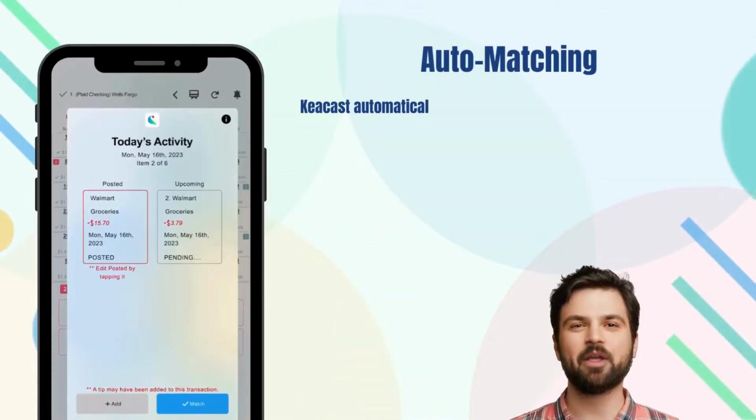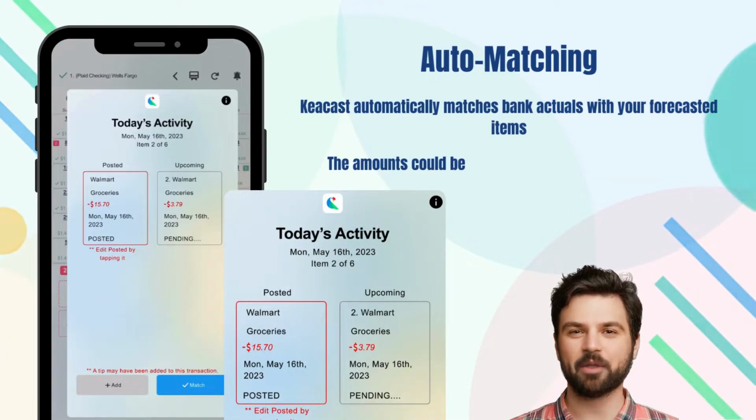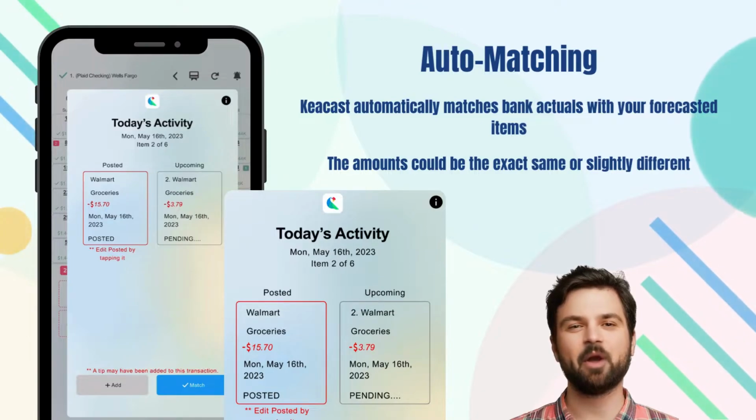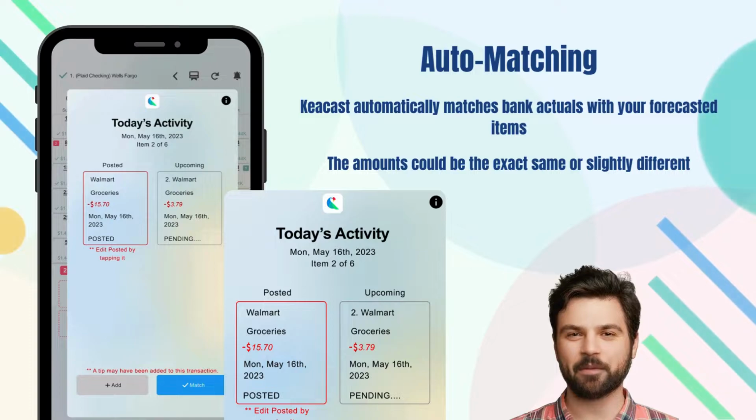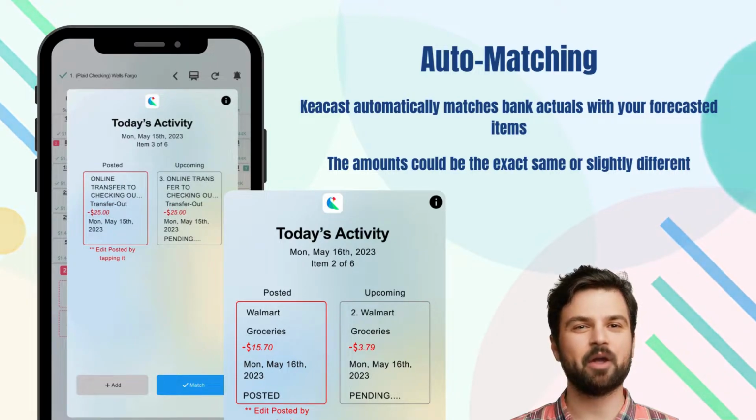In this example, the bank has auto-matched a bank actual on the left and a forecasted item on the right. Notice the amounts do not match. They do not have to match. Also note at the bottom, the match button with the checkmark is pre-selected.